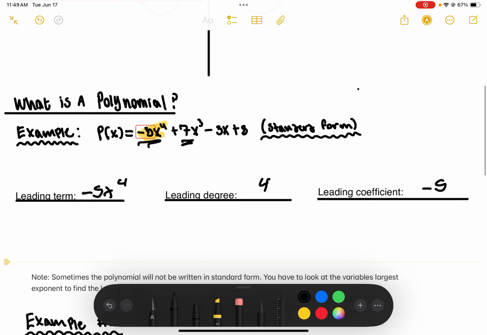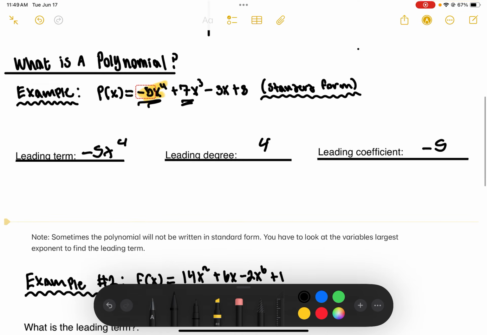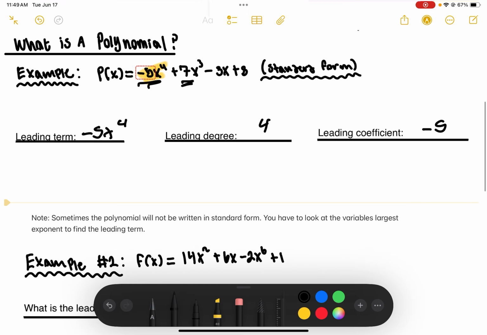Pretty simple. As mentioned before, notice that sometimes polynomial functions will not be written in standard form. You have to look at the variable's largest exponent to find the leading term. In this case, it was 4, because 4 is greater than 3.